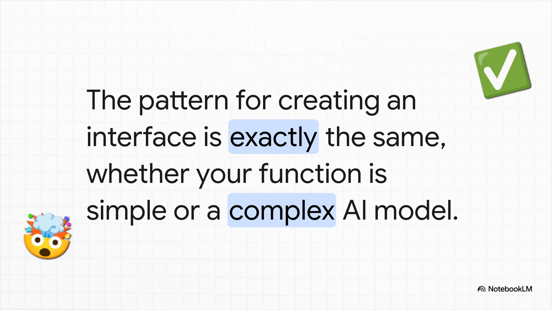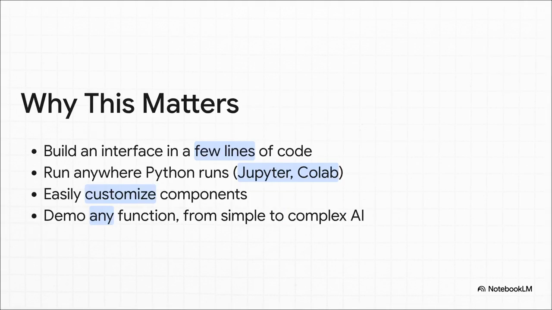And that right there is the key takeaway. The pattern, the logic for building the UI, it doesn't change. It doesn't matter if your function is adding 2 numbers or running a massive state-of-the-art AI model. Gradio creates this beautiful separation, so you can just focus on your Python code, and it handles all the complicated web stuff for you.